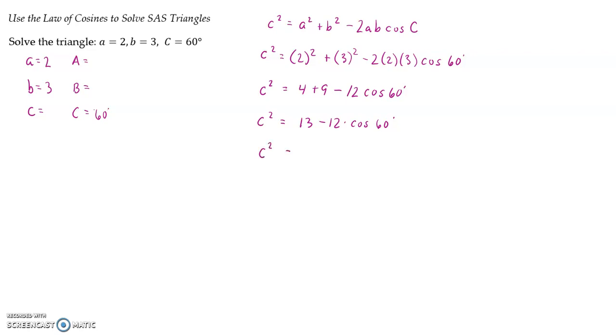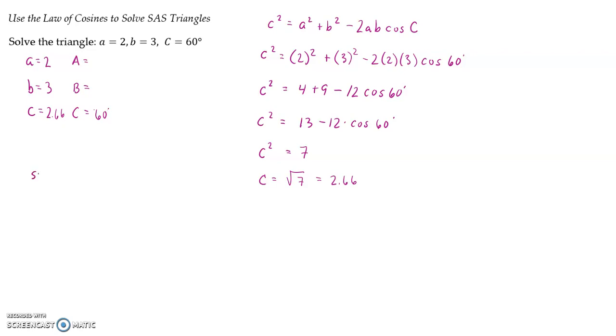So we're going to get c squared equals 7. And that means c is going to be the square root of 7, which in this case comes out to be 2.66. So there's our third side length. Now you have a couple options from here. You can go back and use law of cosines if you would like to get one of your other angle measures, or you could go ahead and use law of sines. So let's go ahead and use law of sines to get an angle measure.